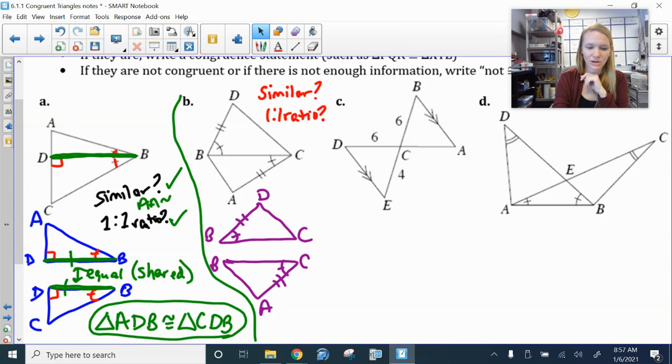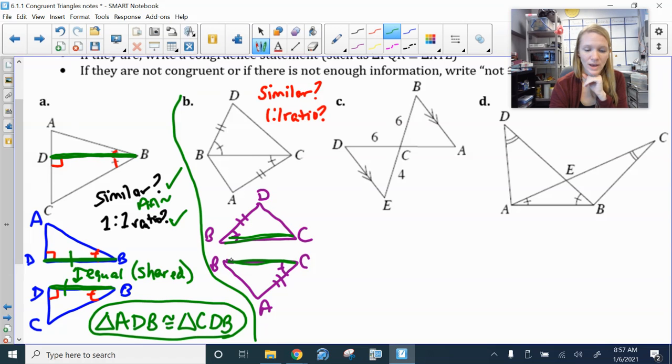And so then I can look and see, okay, well, I have a side and an angle, but that's not similar. Side, angle, or SA or AS is not similar. But again, they do both share this line in the middle. So that's another side that I can mark as equal, just like the last one, because it's shared. And so now I have side, angle, side similarity. So I know they're similar. And since they share a side, that side is equal. So I know that I have a 1-to-1 ratio as well.